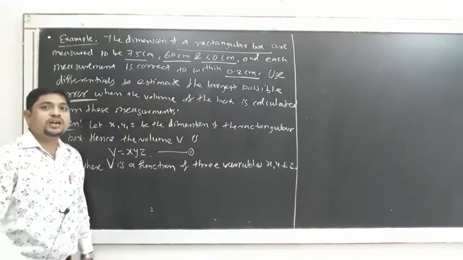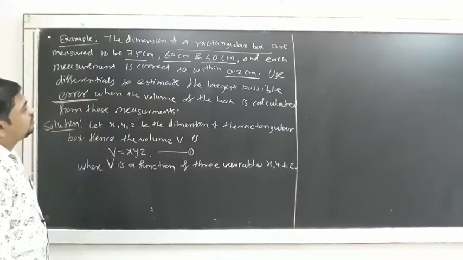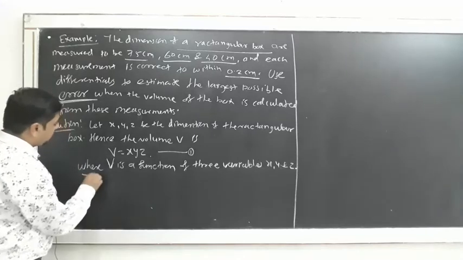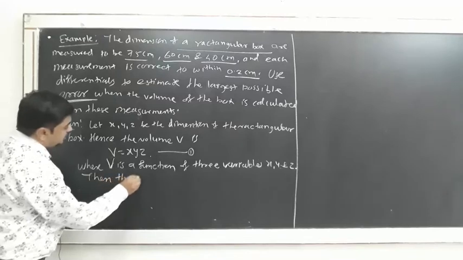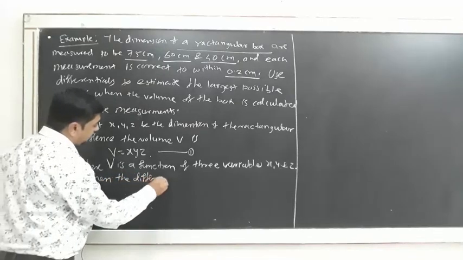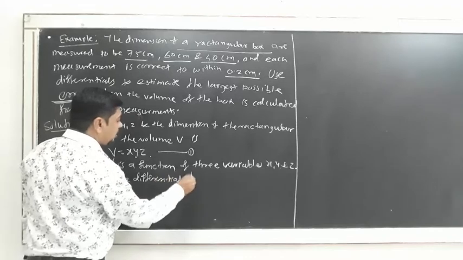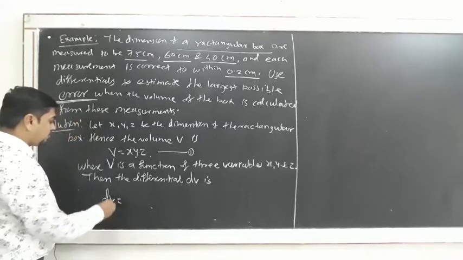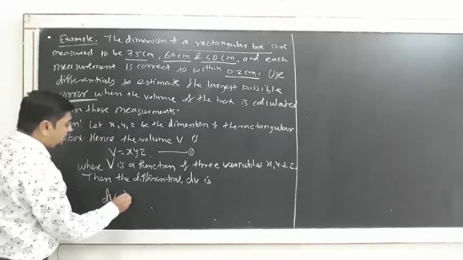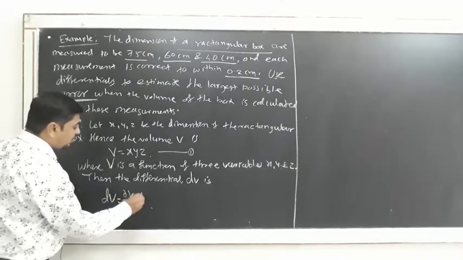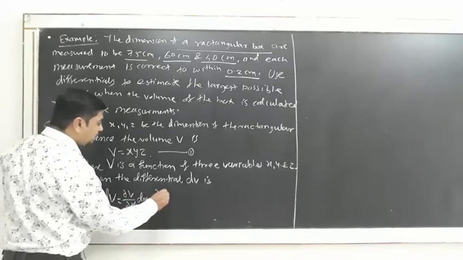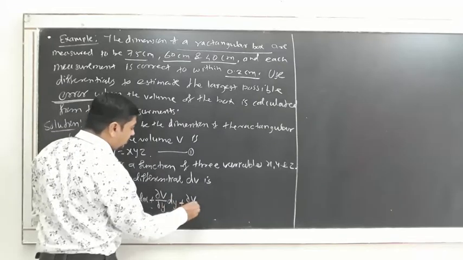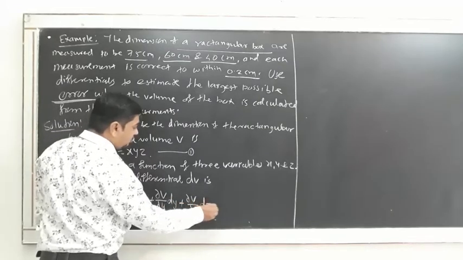Therefore we have to use the definition of differential dV. So what is the differential dV? dV is equal to ∂V/∂x dx plus ∂V/∂y dy plus ∂V/∂z dz.